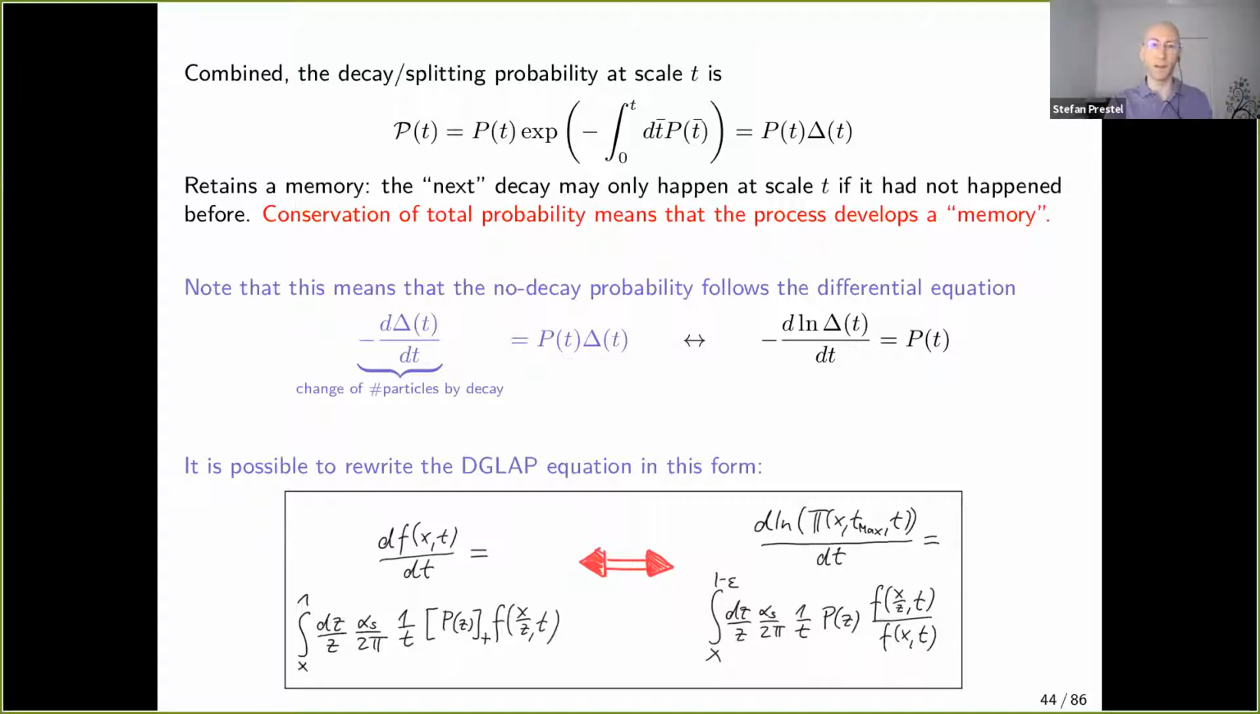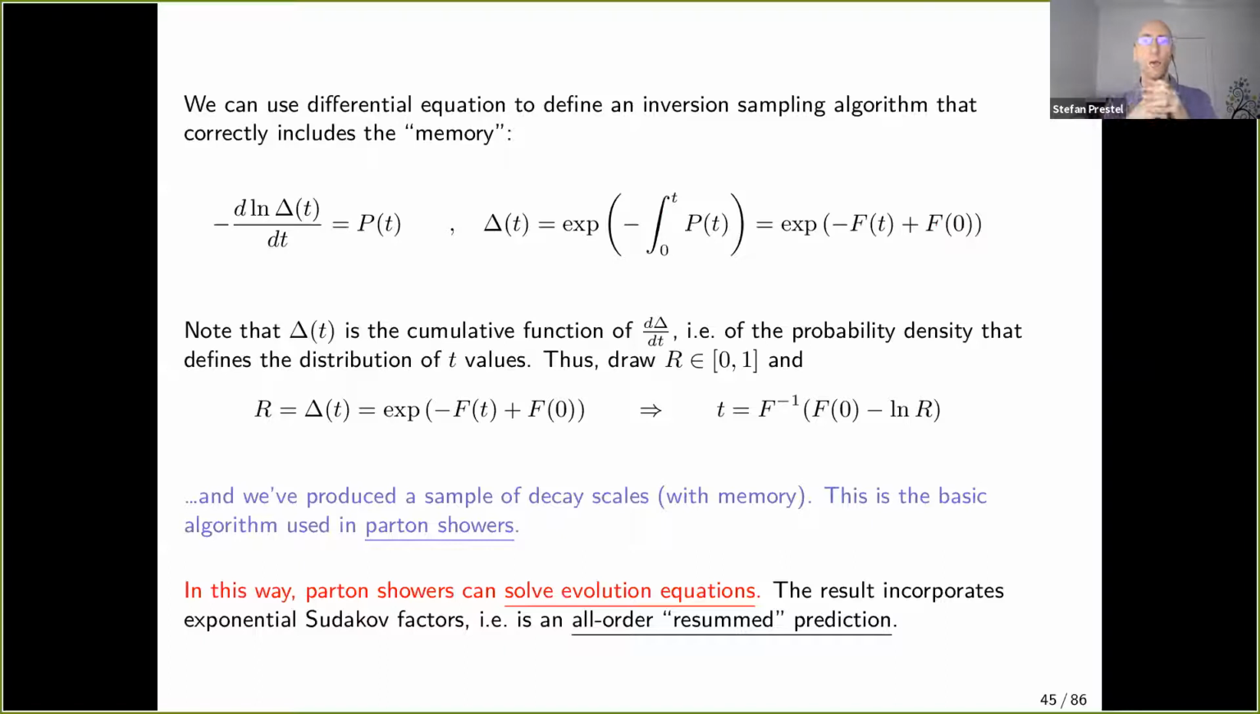It's not just the analogy to radioactive decay that makes us believe that we want to solve this equation. So you'll hear lots more about this in the parton shower lecture. But for now, let me just think of how we can actually use this equation to correctly distribute samples of splitting times or splitting scales with this equation.